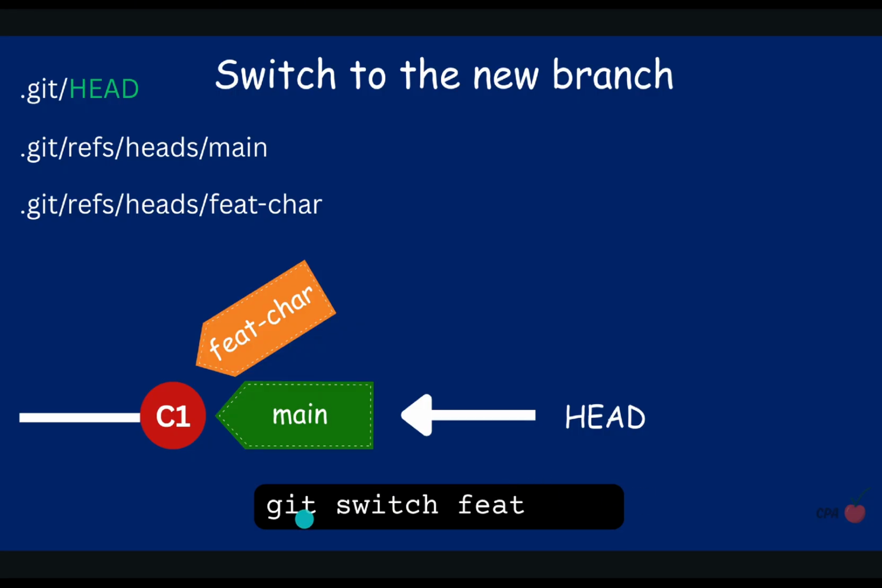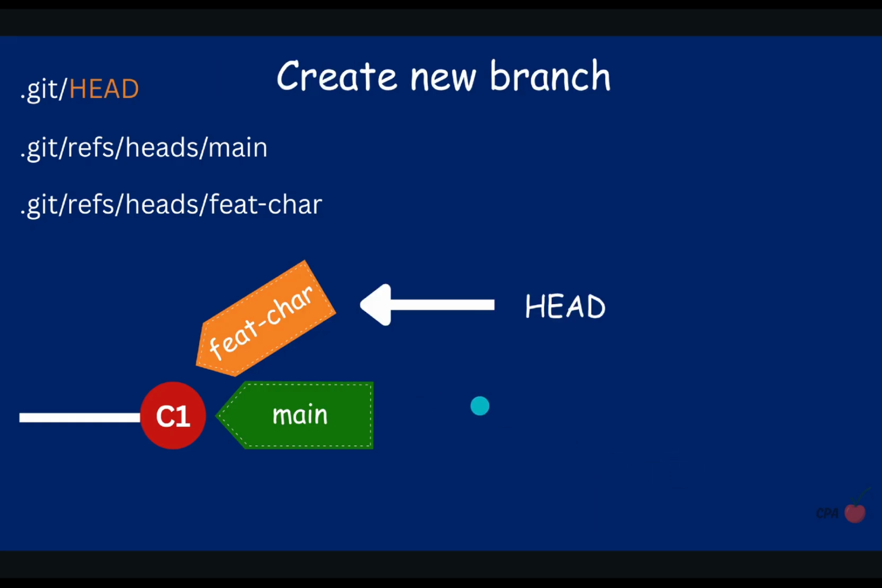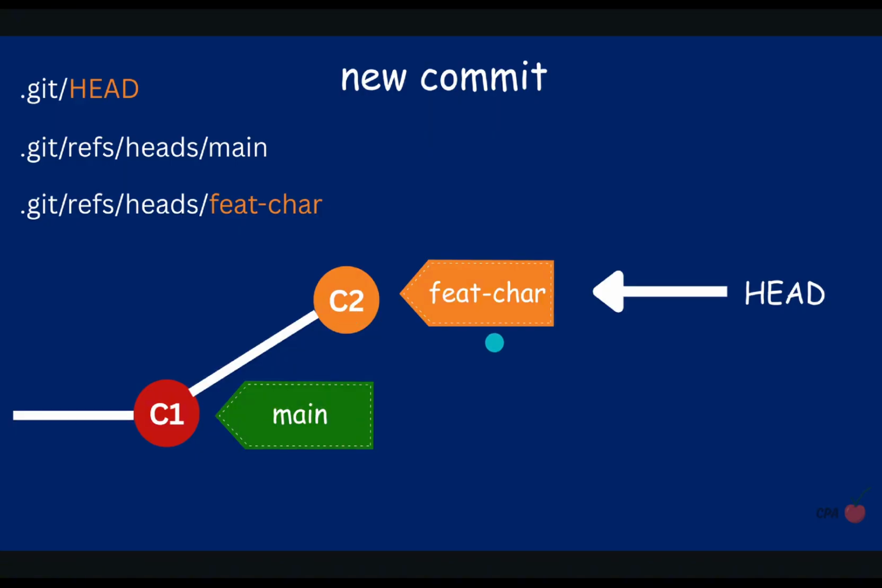So let's do it. We can type git switch fit-char to switch to this new branch that we created. Now the head, the pointer that tells us where we are, has moved, and it's pointing to fit-char, which means the head file is now pointing to refs heads fit-char instead of main. Now let's say that Alex has made progress and she has a new commit, commit 2. The branch fit-char now points to commit C2. So this file has been updated and now holds the hash ID of this commit. And the head is still pointing to this branch because we did not switch back to main.